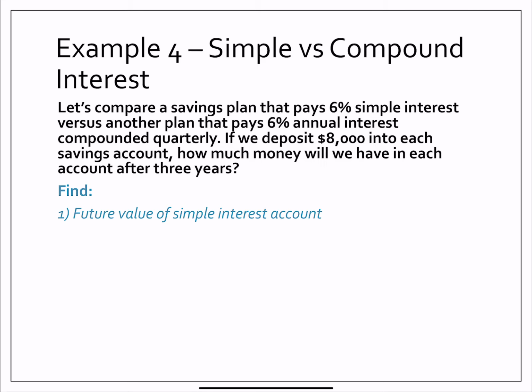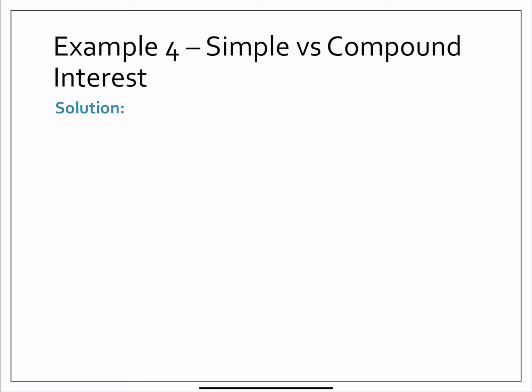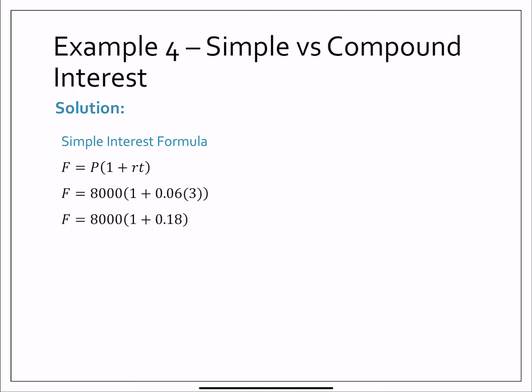We have 2 finds: future value for the simple interest account and future value for the compound interest account. For the given, P is 8,000, R is 0.06, T is 3, and for compounded quarterly, N is going to be 4. So here's our solution. The simple interest is relatively straightforward. We just plug everything in. The answer should be 9,440.